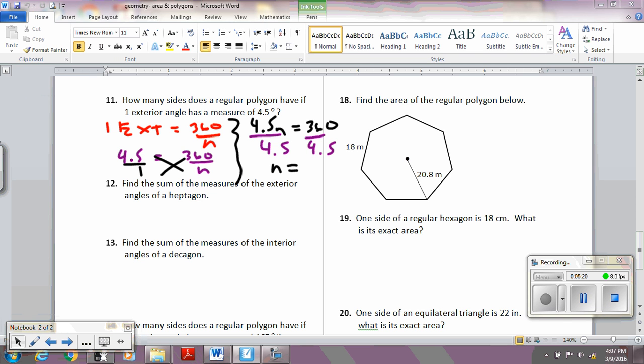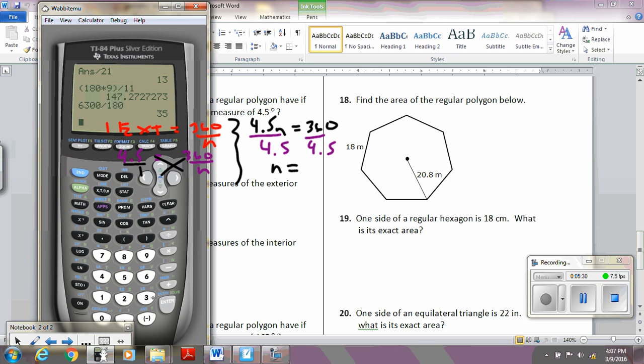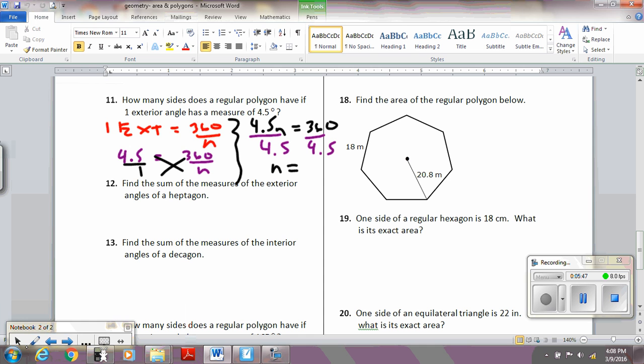So now we grab our calculator and actually calculate 360 divided by 4.5. So you get 80. N is equal to 80. So this figure would have 80 sides. Wow, that's a lot.